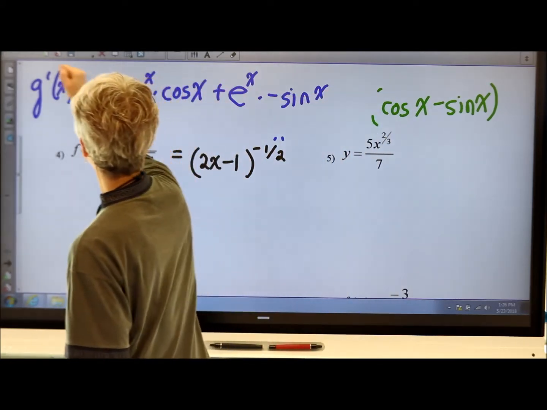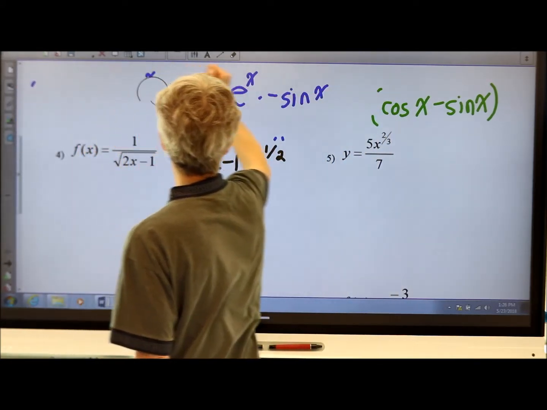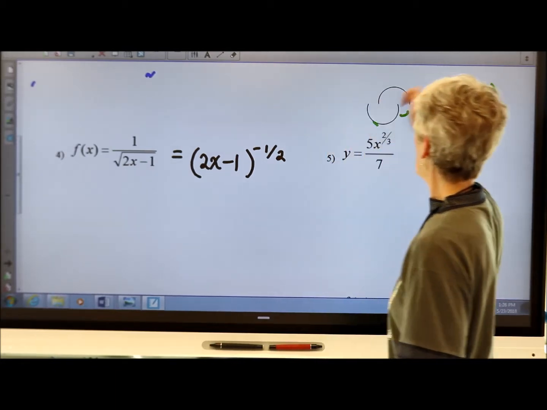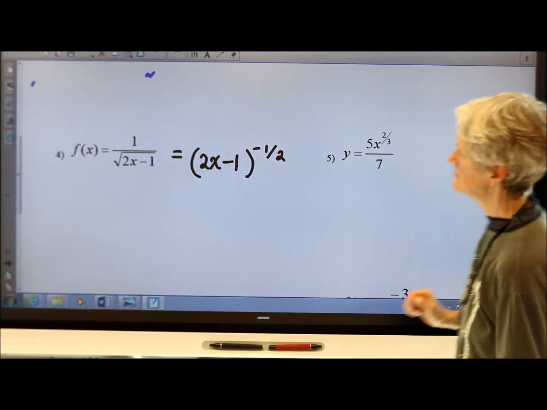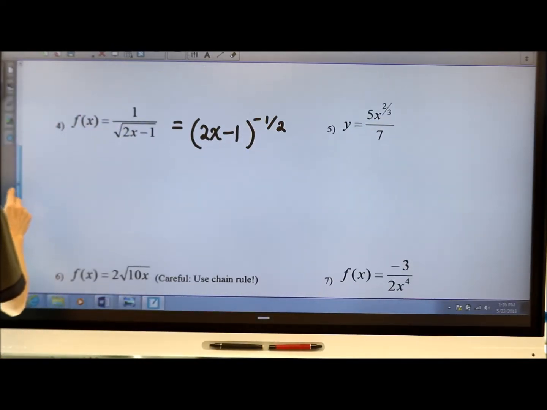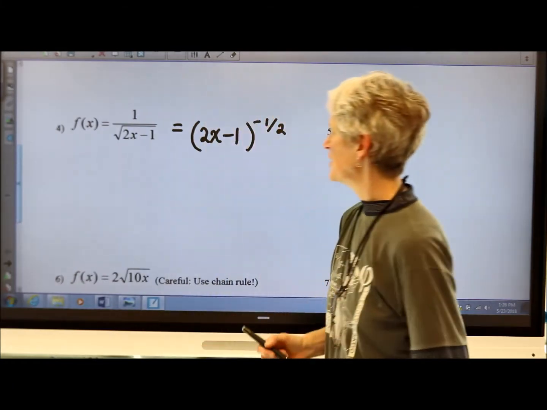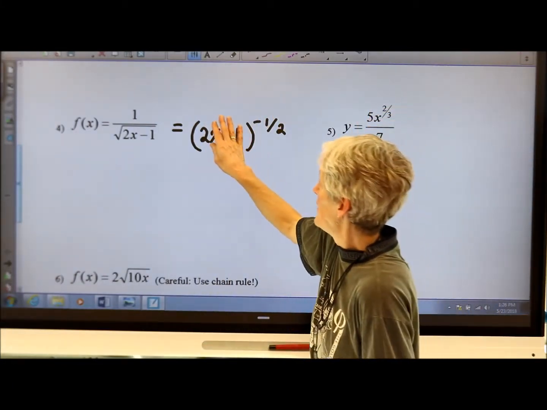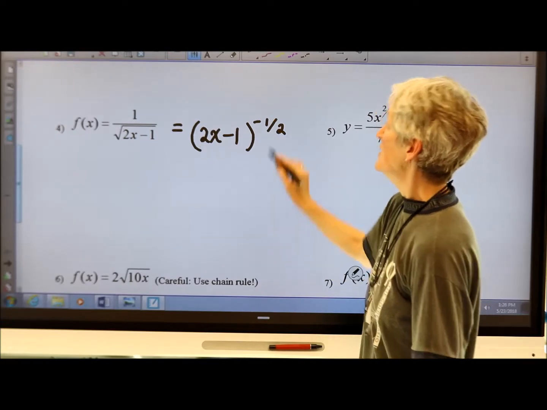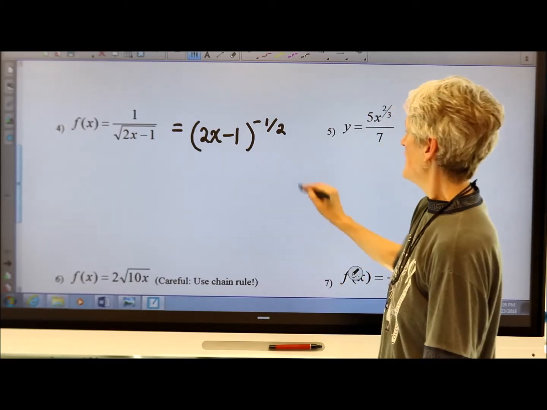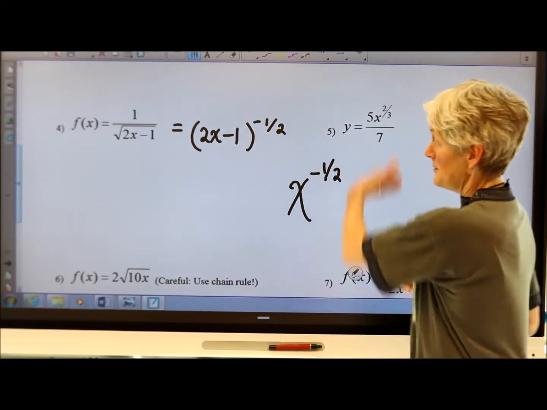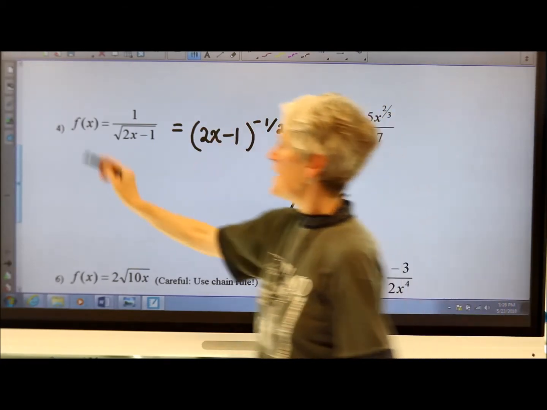Let me just erase this so it's not in our way when we're looking at this. Okay? How do we feel? Again, you could do the quotient rule. You'll get exactly the same answer. So I've got an inside function and an outside function. The outside function is just my power. Something raised to the negative 1/2. How do you take the derivative of something raised to the negative 1/2? The power rule. So I'm going to do a big power rule.